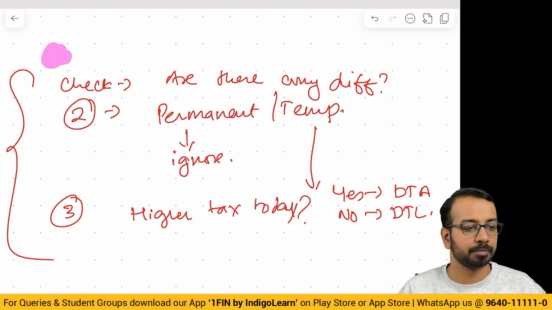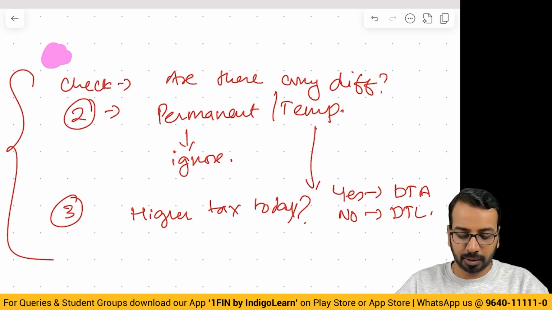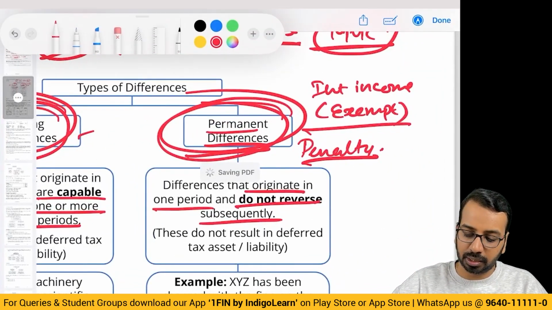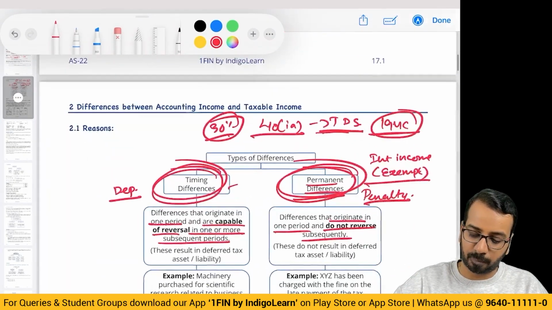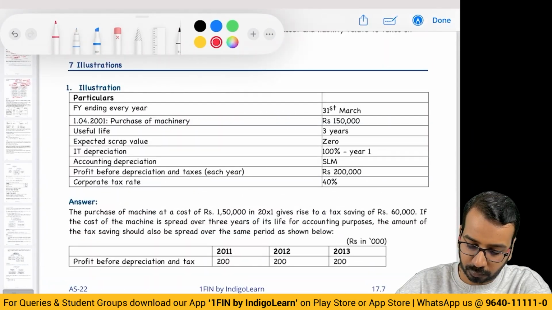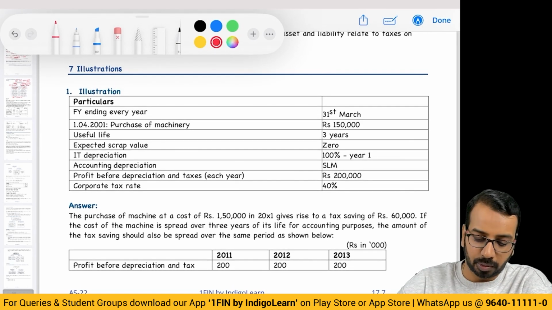Are we clear? Okay, right? So that is how we have to approach a question considering the differences. So let's have a look at some of the illustrations.